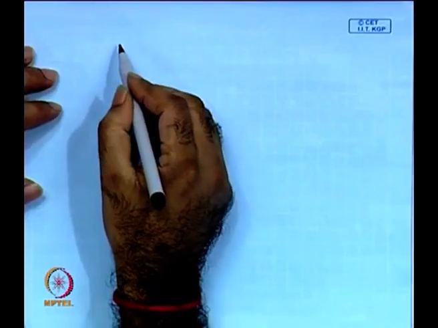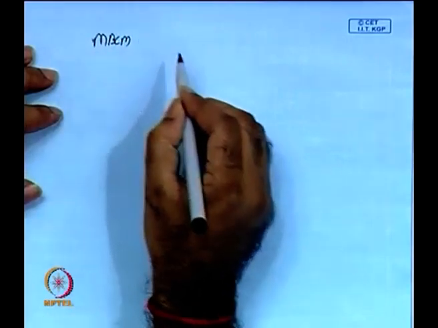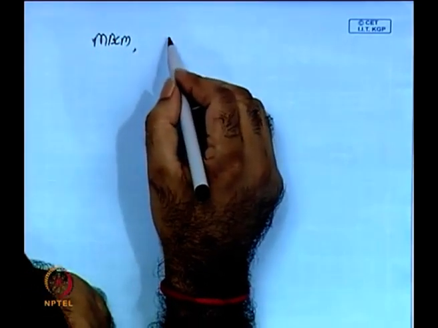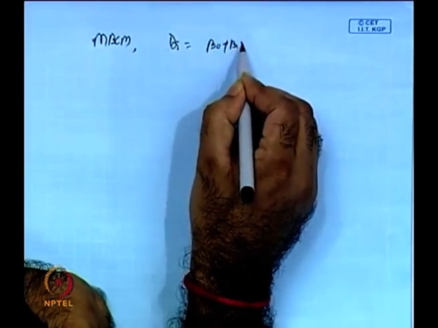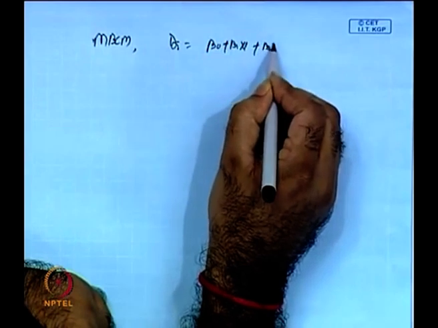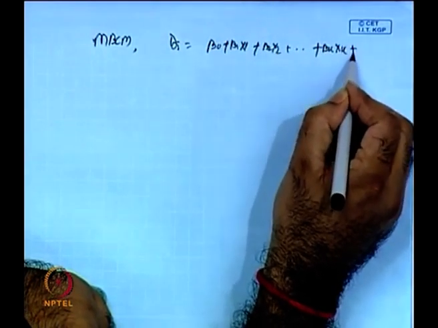So, similarly, we can write like this way also. The simple structure in the case of binary choice model, multivariate binary choice model, we will write like this way: d i equal to beta 0 plus beta 1 x 1 plus beta 2 x 2, continue, plus beta k x k plus u.